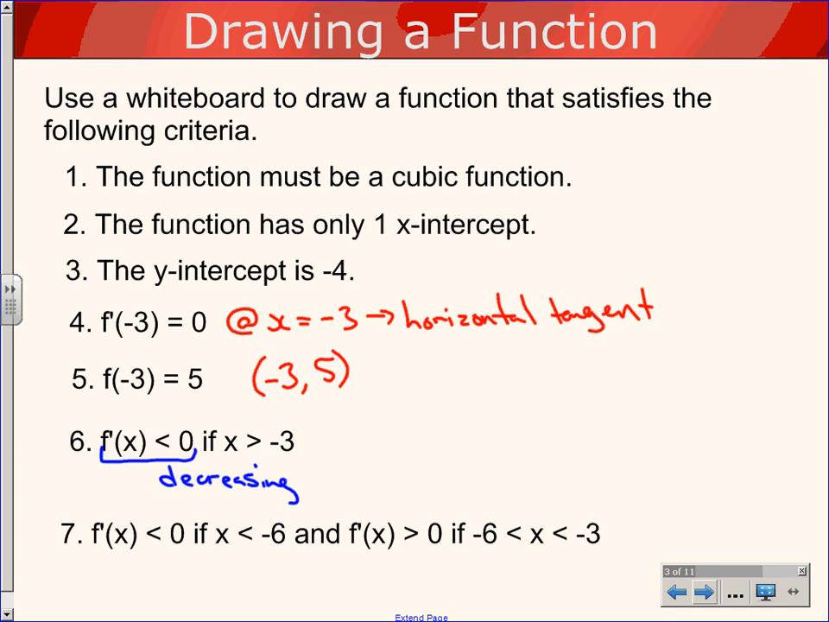Same sort of idea, it's giving you more information though. It says the derivative is less than 0 for values of x less than -6, and the derivative is greater than 0 between -6 and -3. So to the left of -6, the graph is decreasing. Between -6 and -3, the graph is increasing. That's what that's telling you.